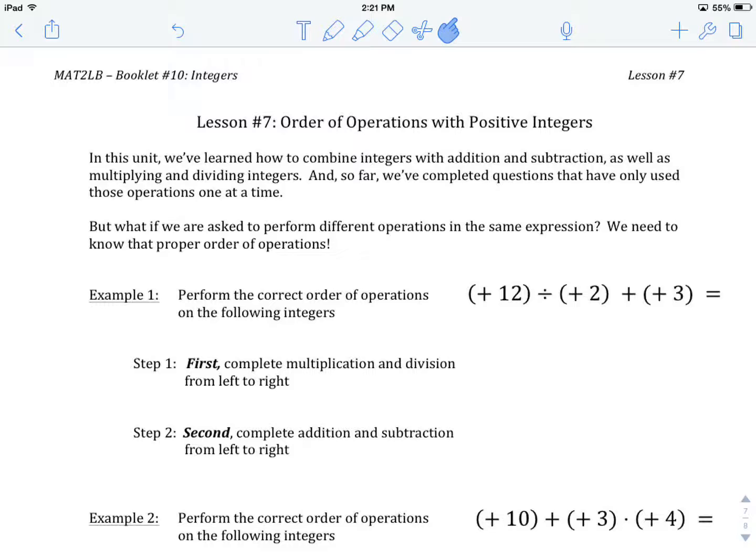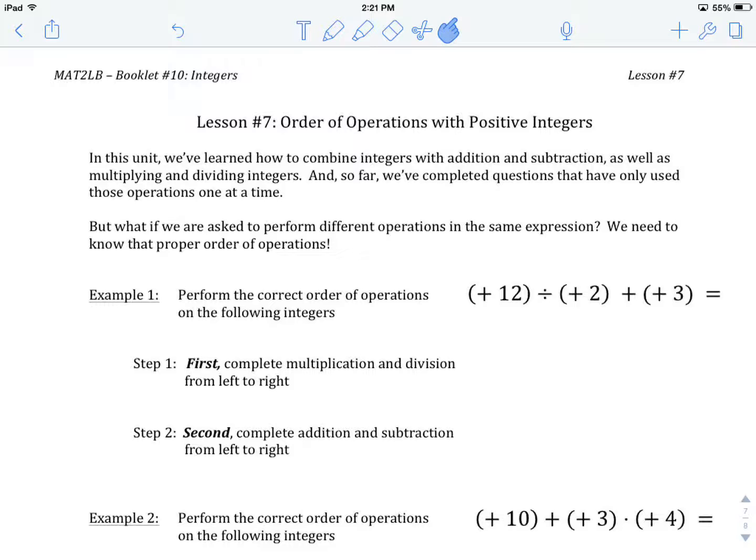And what if we have an expression where we have both multiplication and addition, or division and subtraction? Which ones do we do first? The order in which we perform the operations will change the answer. So in the math community, in the math universe, they have decided on a particular order of operations that we are going to follow. And let's learn that in example number 1.